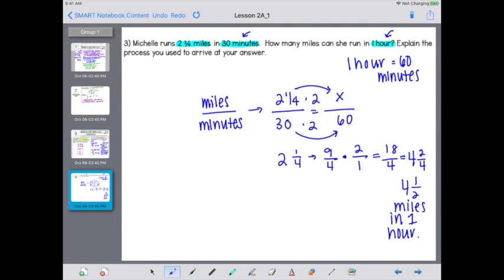So the other part of this question is asking you to explain the process you used to arrive at your answer. This will change. You didn't have to use your proportion and scaling up and scaling down. That's completely up to you. But your process should follow how you solved for this question. And that is it for our first lesson in Unit 2.